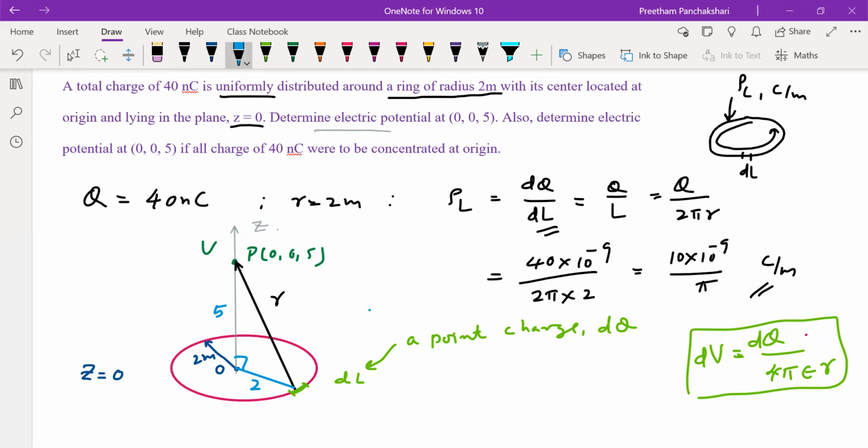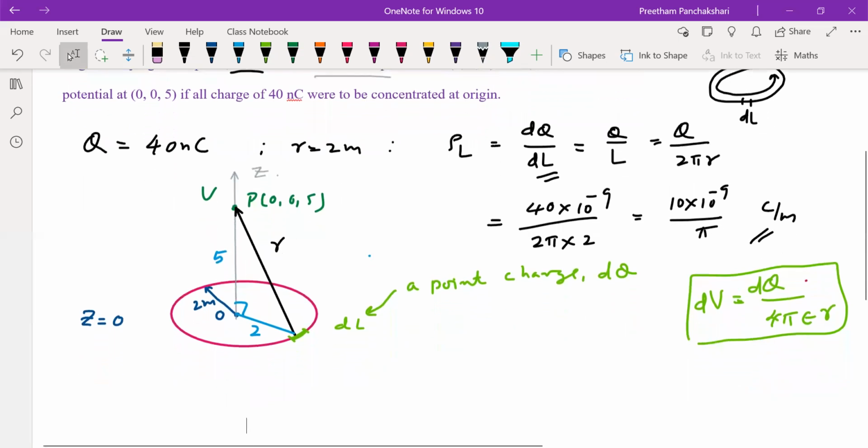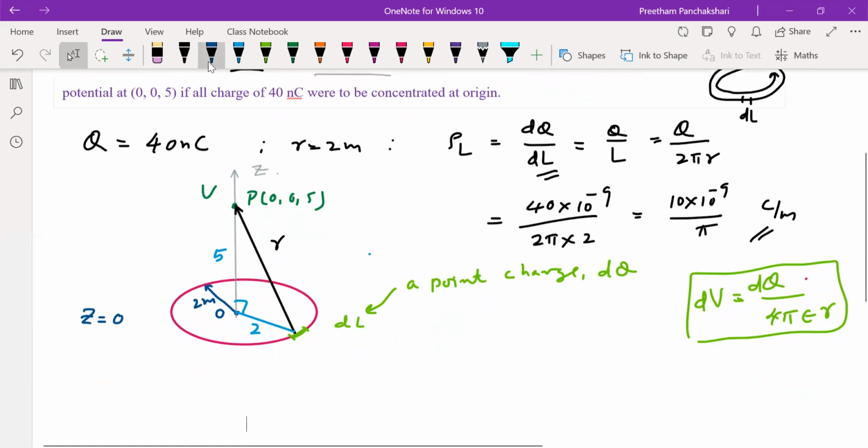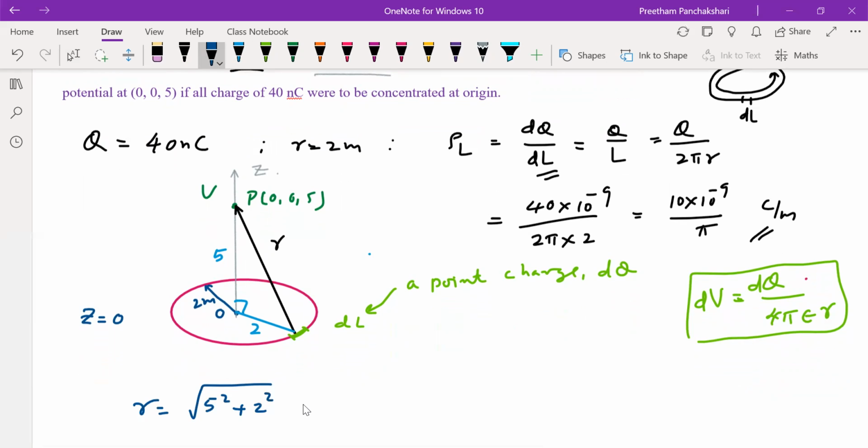So R is given by the square root of 5 square plus 2 square. It's a right angle triangle. 25 plus 4 is 29. That's going to be the radius, the radial distance.